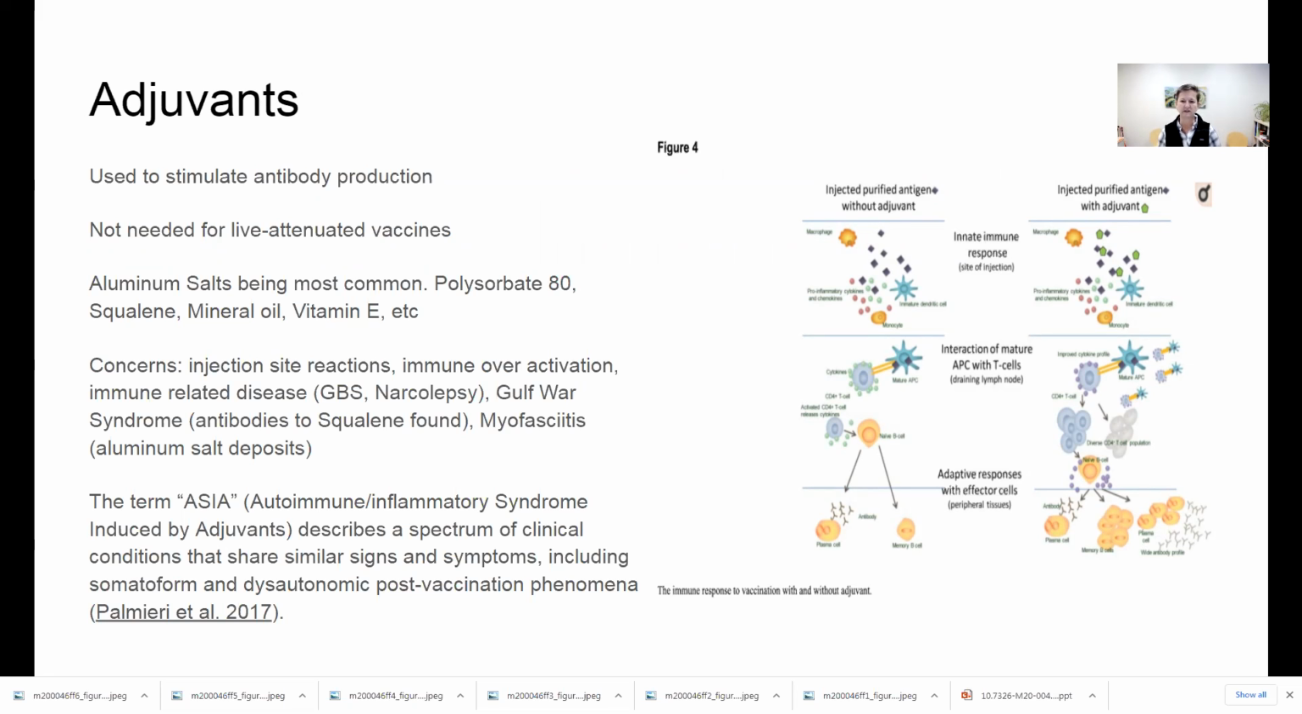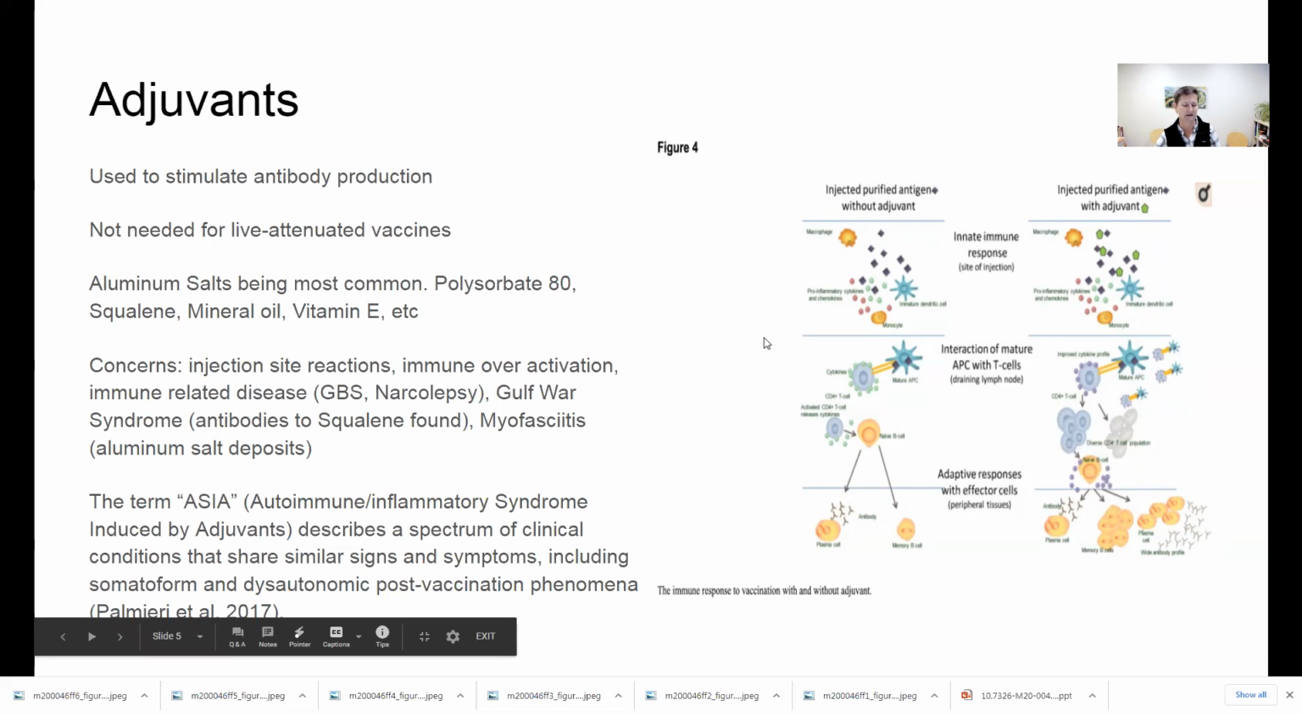And this is just a depiction of what happens. If an antigen gets put in, we have dendritic cells reacting and pro-inflammatory cells, our monocytes and macrophages, at the site of the injection, and then you can see the reaction. When there's an adjuvant with it, it causes a more robust response, theoretically. So that's the idea behind why there are adjuvants in our vaccines.